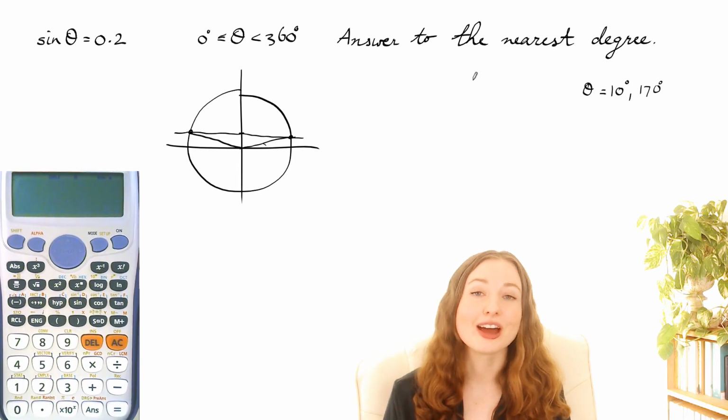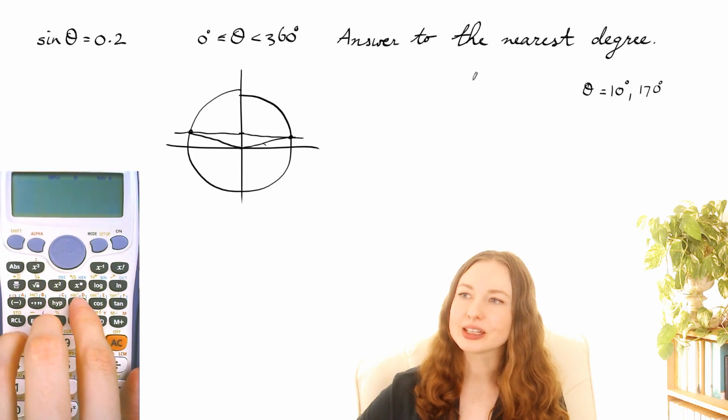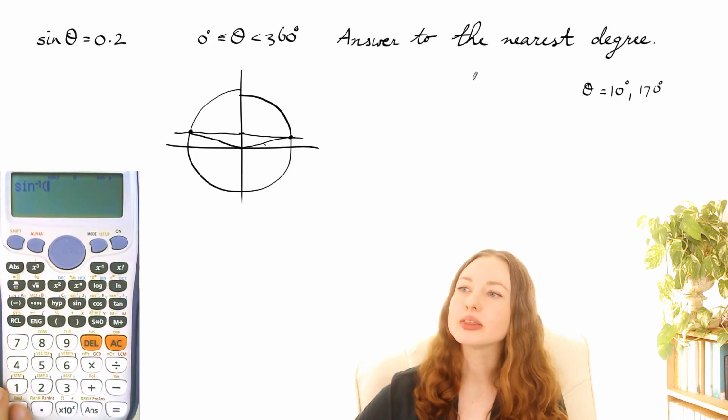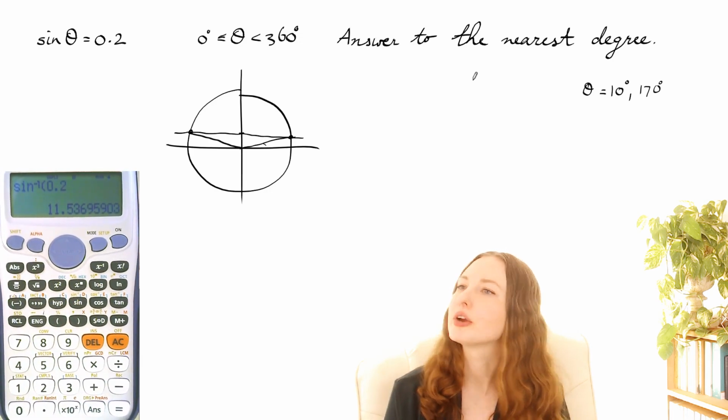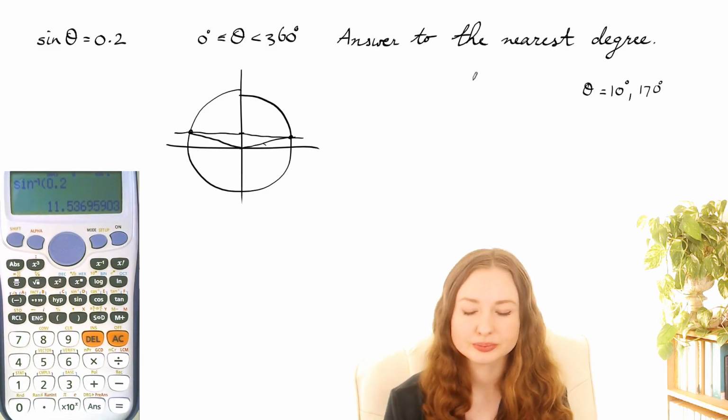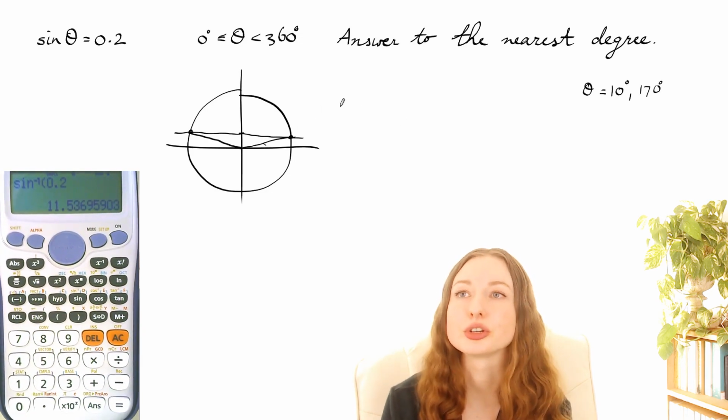Now, the way to solve that on the calculator is to get sine to the minus 1, we go shift sine, and then type in the 0.2, and then that tells us 11.5. It can only tell you one of the solutions, it doesn't know which one you want. So that's just going to be this solution.